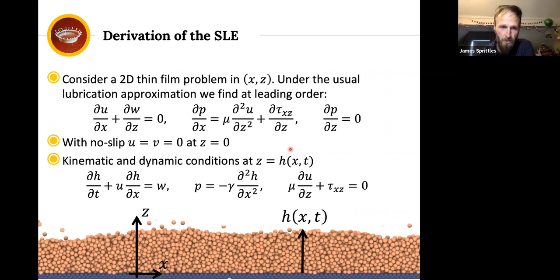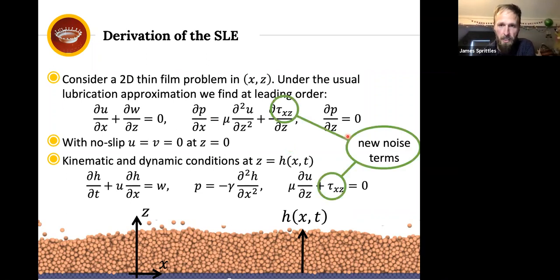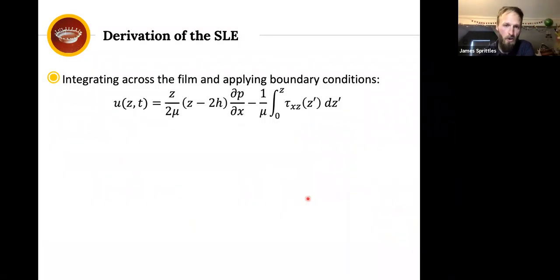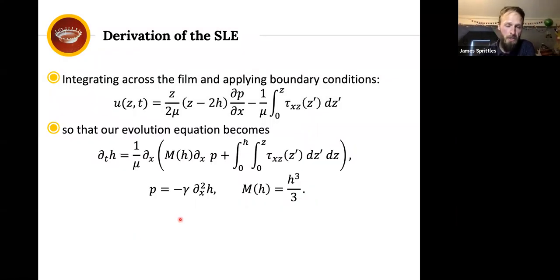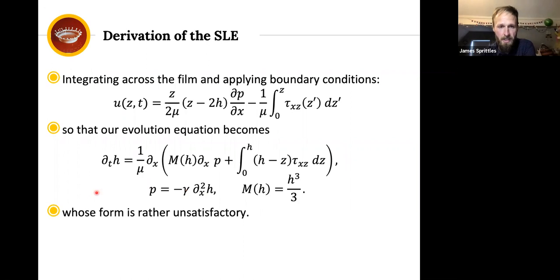And the only difference from what you see classically is these two new fluctuating shear stress terms. Okay, so they come into the x momentum in the equation here and into the shear stress boundary condition here. Then we apply our usual approach. We integrate over the film. We substitute into the kinematic equation, apply the boundary conditions, do some fiddling around, and essentially we come out with this.